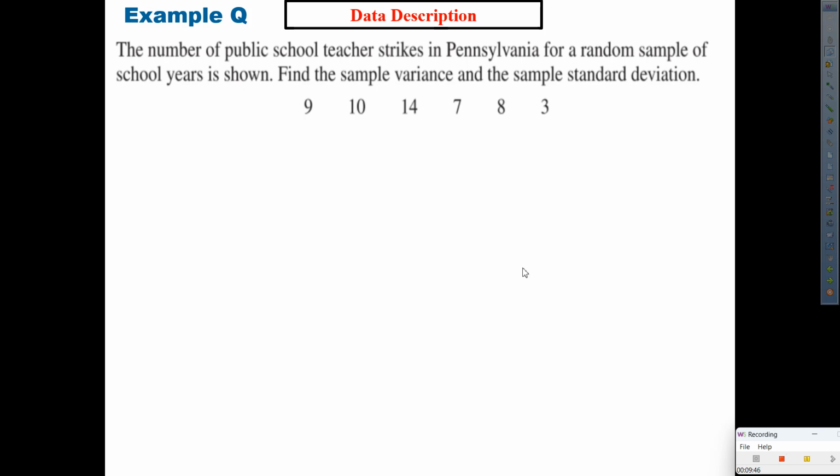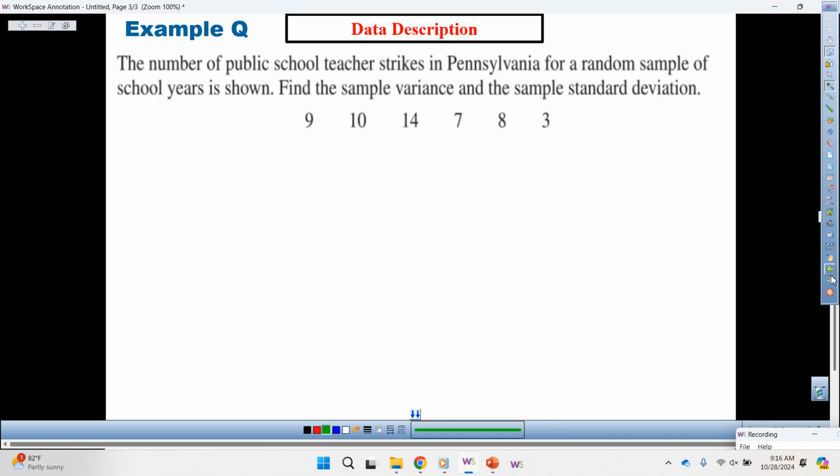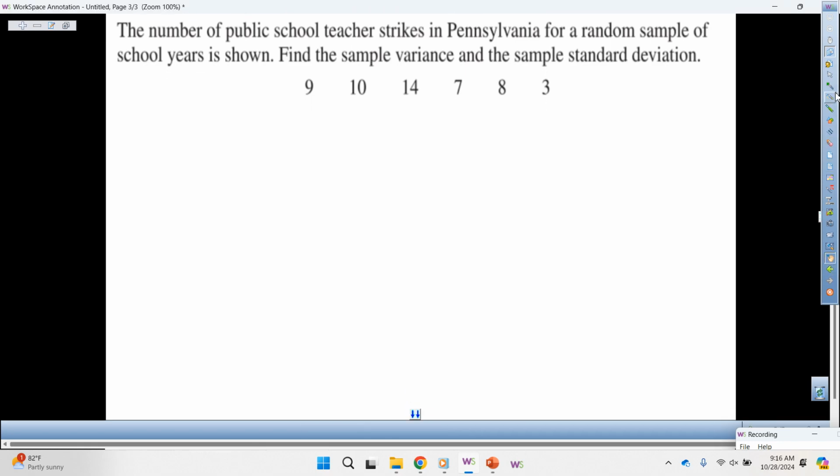It reads, the number of public teacher strikes in Pennsylvania for a random sample of school years is shown. Find the sample variance and the sample standard deviation. So we've got 9, 10, 14, 7, 8, and 3. Let's do the process completely just to make sure we got it. Once again, don't copy the problem, just copy the data.